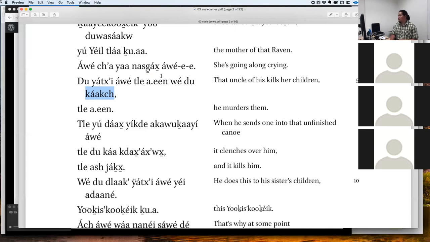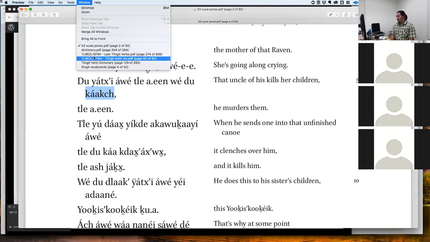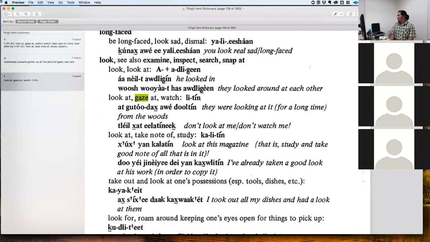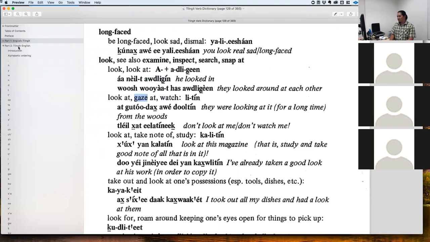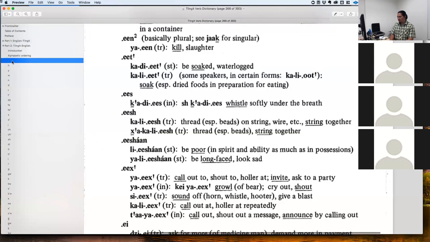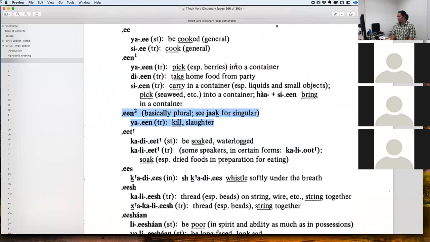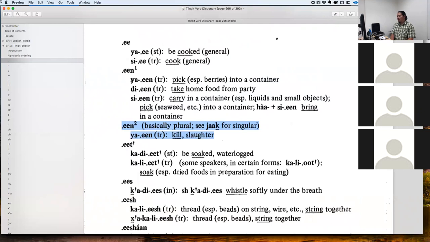And so this is a good, so again, we can go to the Tlingit verb dictionary. That's where I would go first. And then we go to the Tlingit section, starting with the period, and we see een, and it's right there. So there's another een, but we're not picking berries, we're killing things. And they're probably related, but.